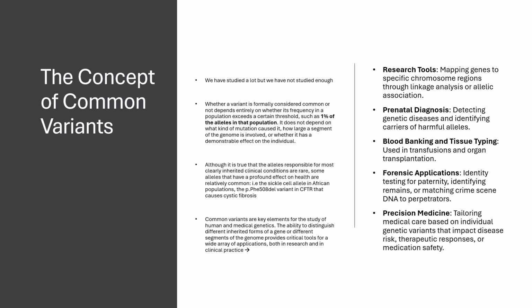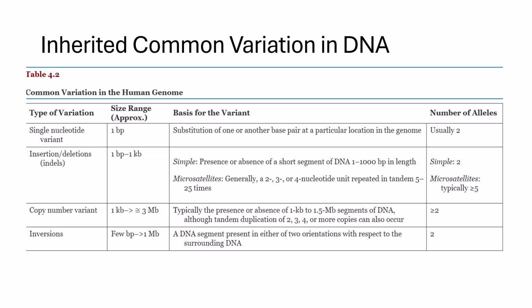And we have been using them, especially in my specialty, now in precision medicine. So we tailor the medical care based on individual genetic variants in specific tumors. And the common example now is lung cancer, using the common variants to tailor the treatment. So in the next few slides, we will discuss the common variation in the human genome, some inherited common variations that will include the single nucleotide variant, insertion, deletion, or indels, copy number variants, and inversions.